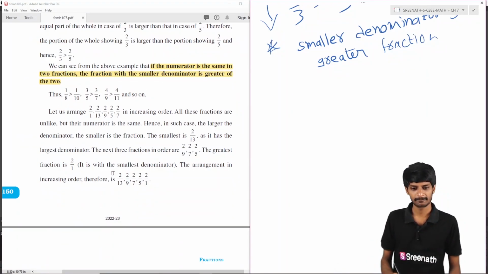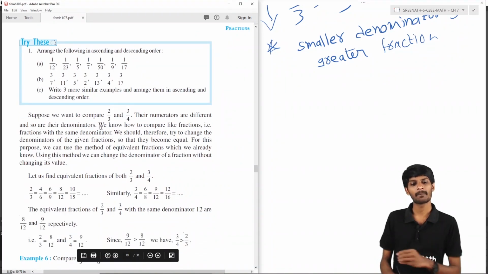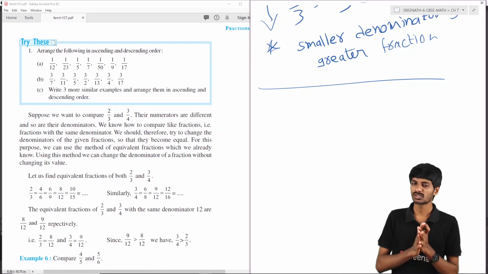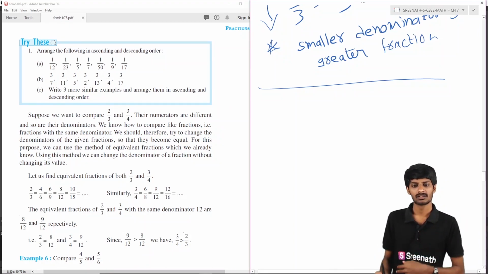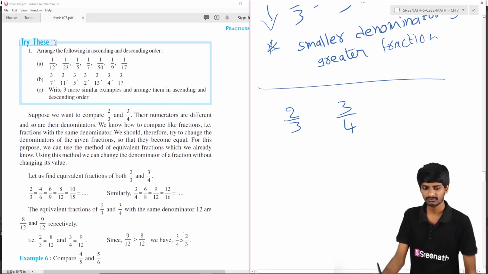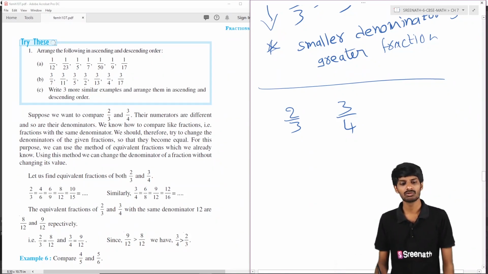like this, students. Suppose you want to compare 2 by 3 and 3 by 4. If you see here, there is no common numerator, there is no common denominator. So how to do this task? The numerator and denominator both are different, students. How will you do it? So 2 by 3, 3 by 4, how will you do it? In this case, students, how will you do it?